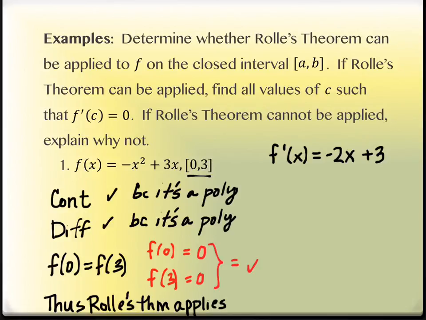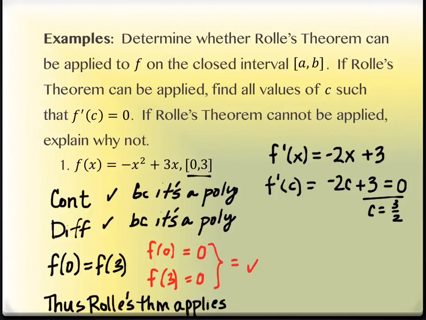Okay, so this is my derivative, negative 2x plus 3. And what this says is that the derivative at this value c, so if I put in the c in the place of the x, will equal 0 somewhere, and I just need to solve this equation. And this is a simple linear equation. What value does this give me for c? You all know how to do this. What do you get? 3 halves? Okay.